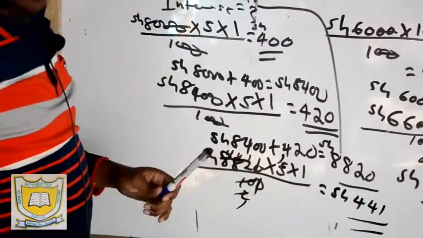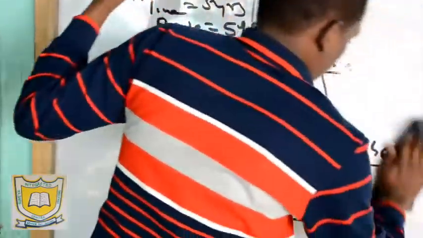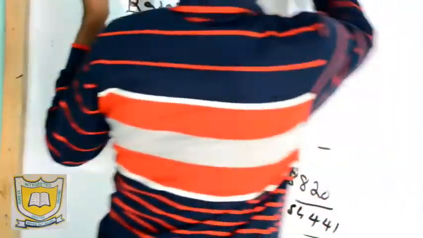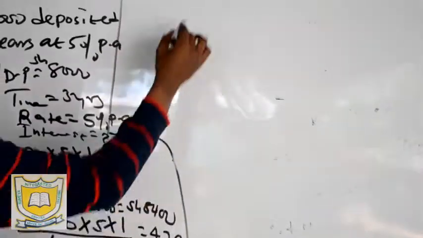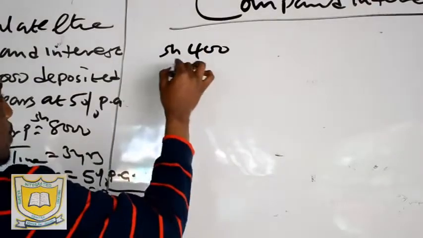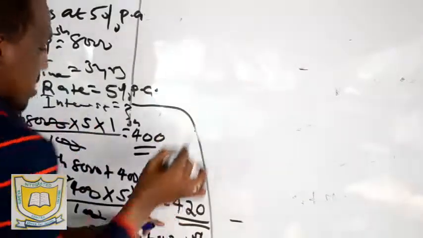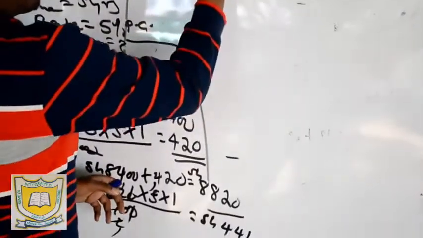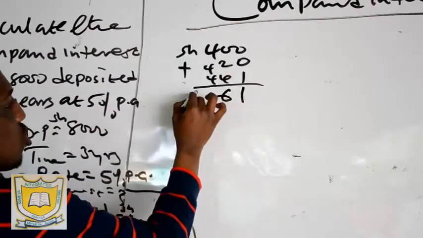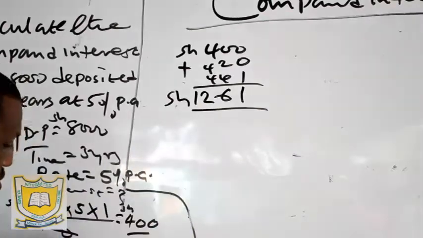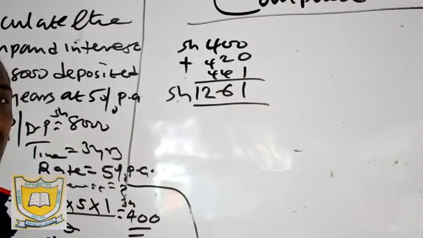Now we add the 3 interests. The first year interest was shillings 400, plus the second year interest was 420, plus the third year interest was 441. We add all of them, so you will get a total of shillings 1,261. That is the compound interest.